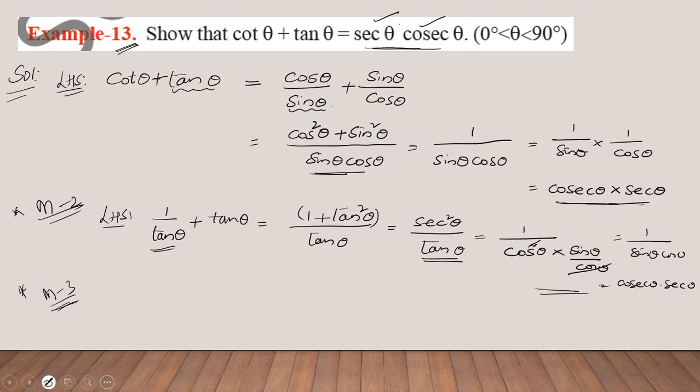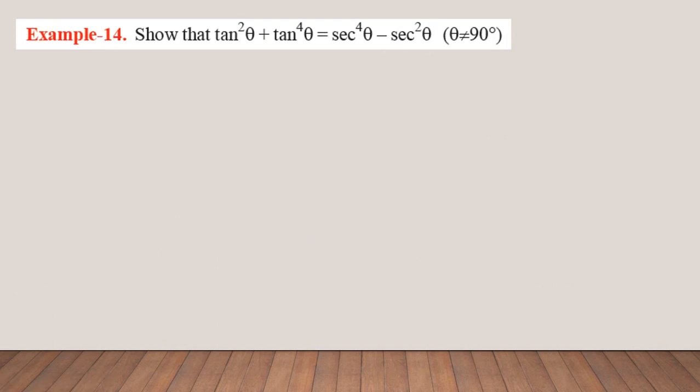Next, moving on to example number 14. Now if you observe, what is the left hand side? Tan square theta plus tan power 4 theta. You need to change it as secant power 4 theta minus secant square theta. So that means tans we need to change as secants, which means making use of the second identity, right? So what is LHS given here? LHS is nothing but tan square theta plus tan power 4 theta.